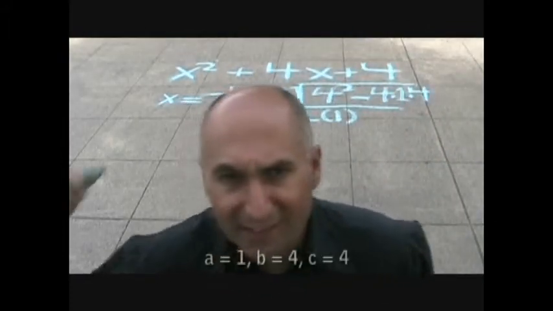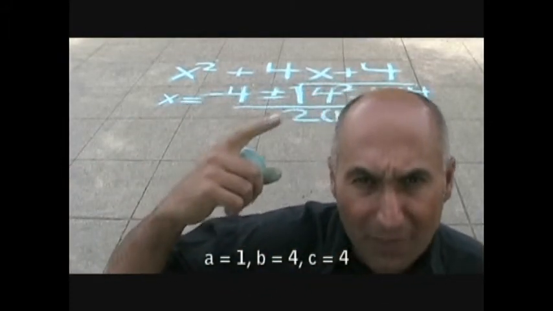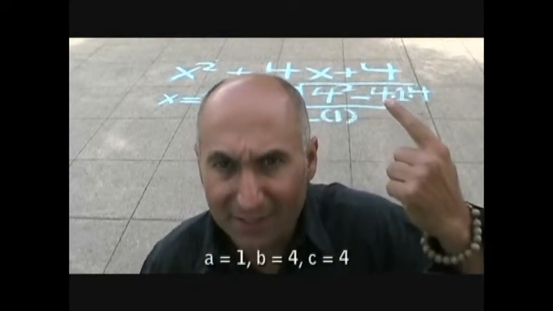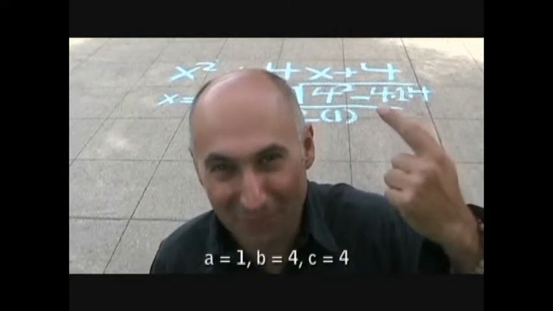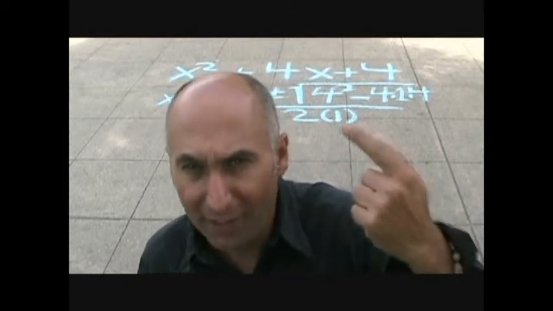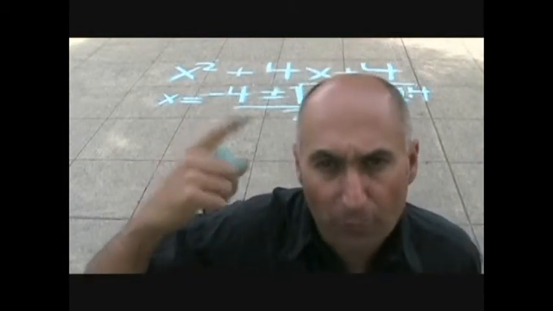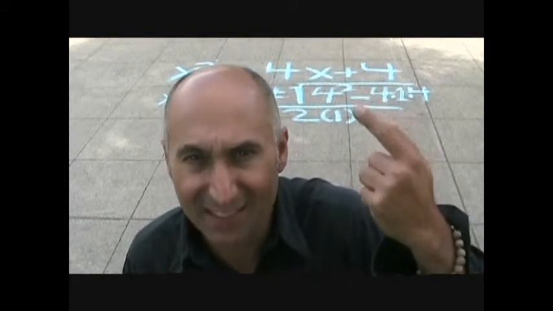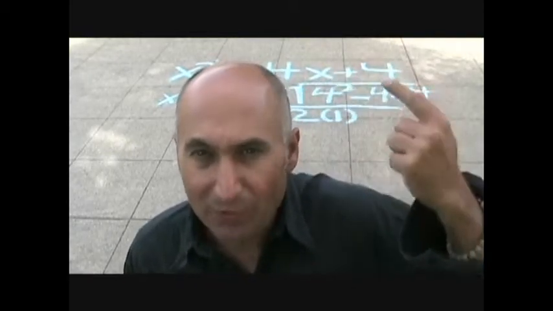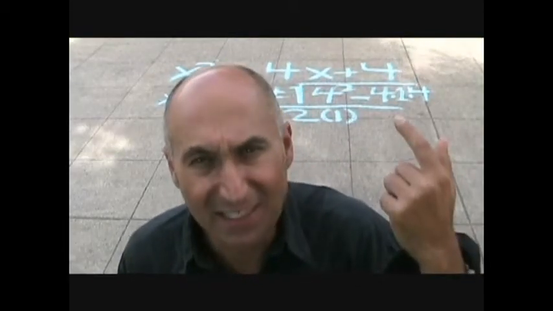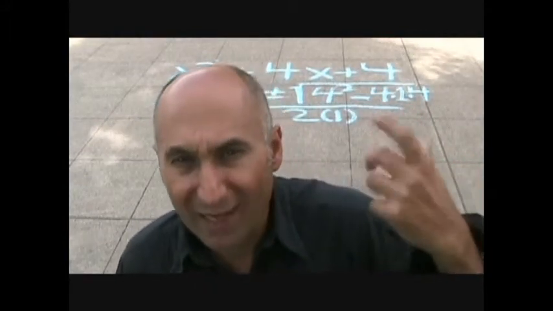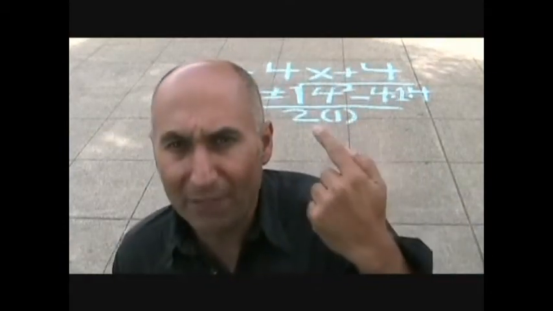So what we end up having is x is equal to negative 4 plus or minus the square root of 4 squared minus 4 times 1 times 4, divided by 2 times 1. The dot between the 4 and the 1 is just a multiplication symbol. Negative 4 stays as negative 4, plus or minus 4 squared is 16, minus 4 times 1 is 4, times 4 is 16. So inside the root symbol, we're going to have 16 minus 16. So it's going to be the square root of 0, and the square root of 0 is just 0. So what we finally end up with is negative 4 divided by 2.